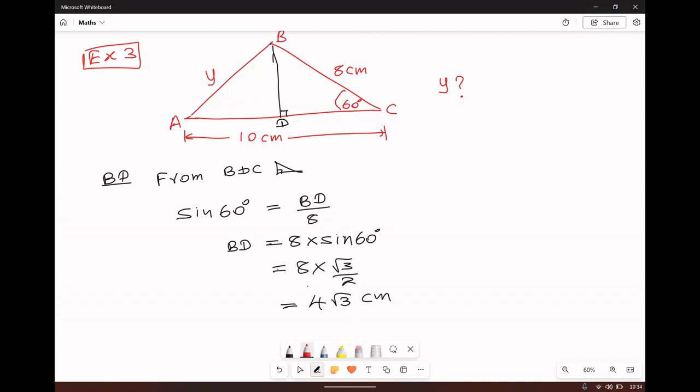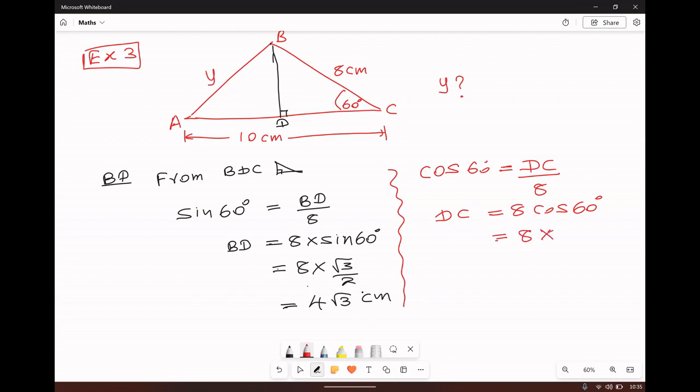Okay, then for the right angle triangle BDC, I'm going to consider cos 60 as well. So we could say cos 60 is equal to the adjacent, DC, divided by the hypotenuse, which is 8. So DC is equal to 8 cos 60. If you know cos 60 is half, so 8 times half, therefore we'll get DC to be 4 centimeters.